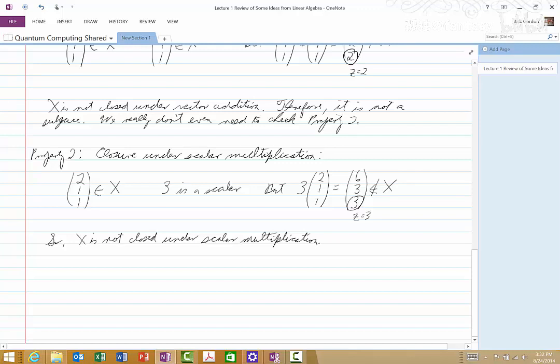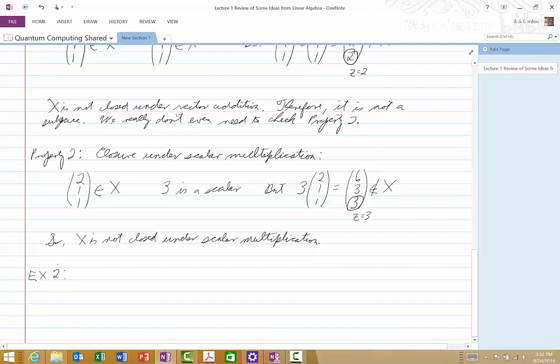And as I said, we really didn't even need to check that because we already know that X is not a subspace, but now we're doubly sure. So that's our first example of checking a collection of vectors to see if it's a subspace or not. Now, let's look at example 2.